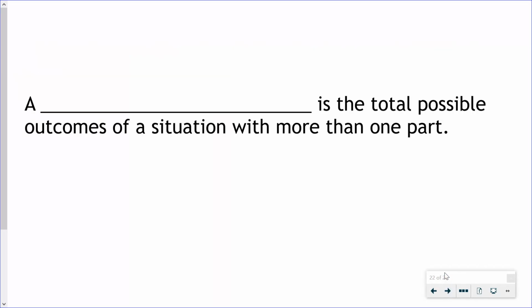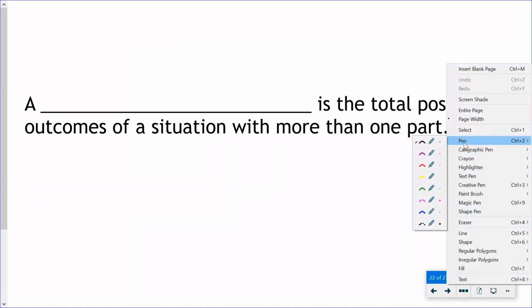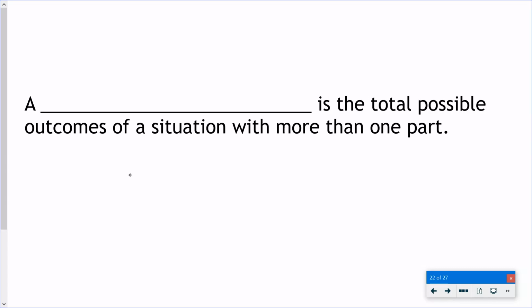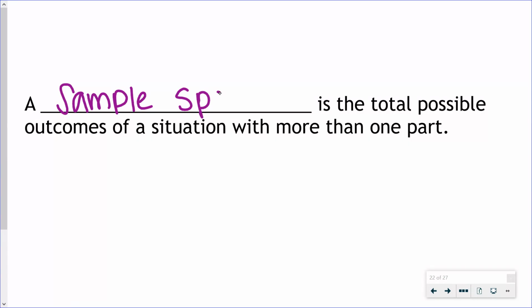Now the first thing that I want to highlight is what you just created. You just made a list of the total possible outcomes of a situation with more than one part, and that is called a sample space. Sample meaning like all the possible things it could be, right? It's a little bit of each. It's the sample space, all the total possible outcomes of the situation that has more than one part.